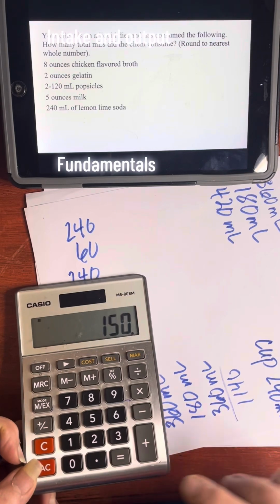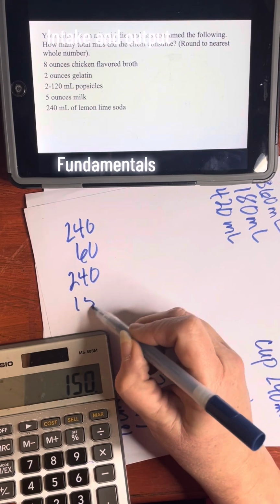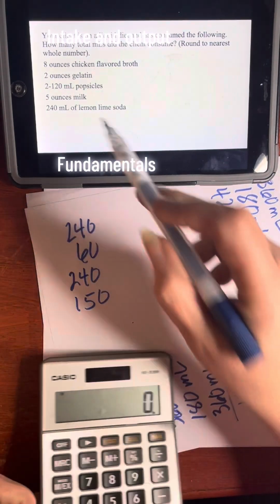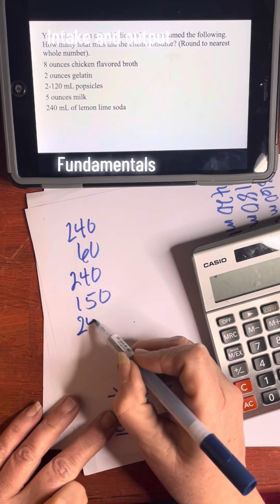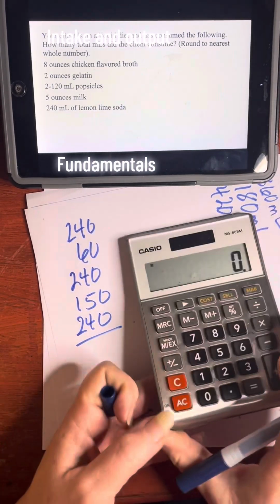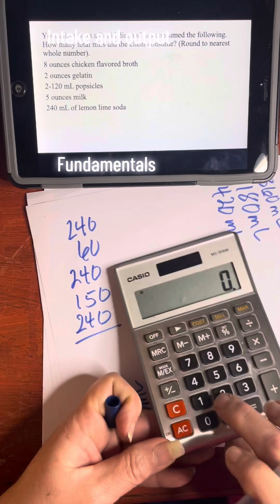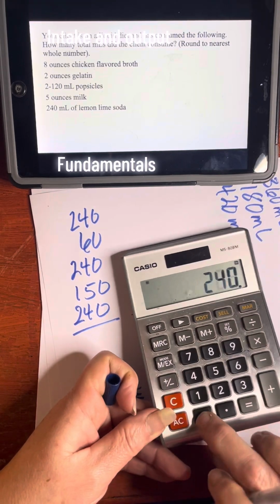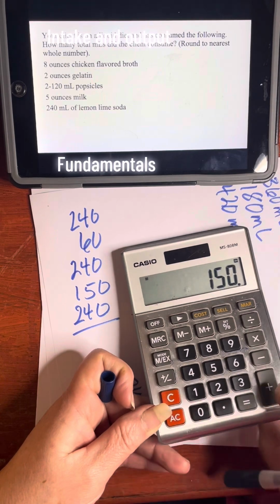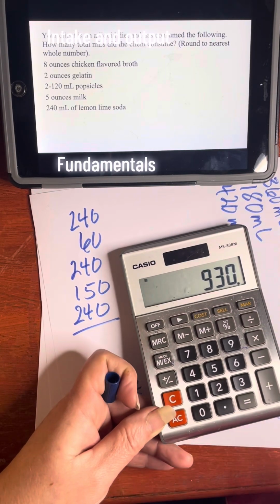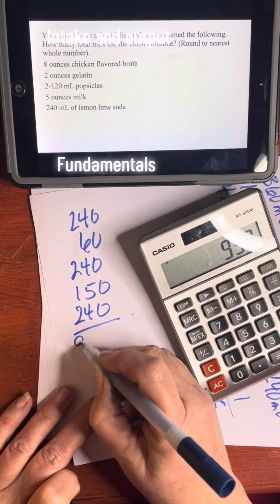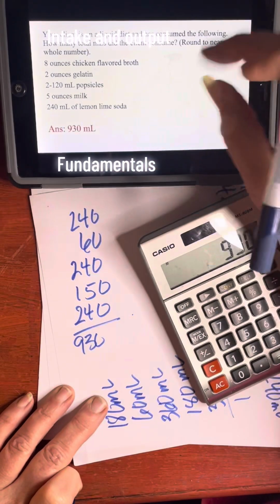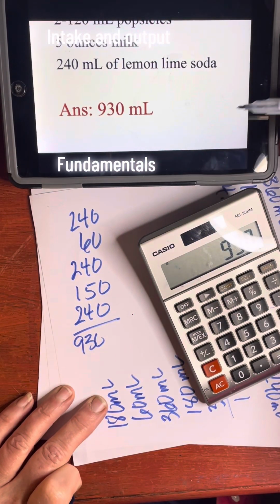I know some of y'all could do this in your head, but some people can't, and that's who I'm doing this for. And then 240 milliliters. And then we're adding it all up. 240 plus 60 plus 240 plus 150 plus 240 equals 930. Boom. You see that?